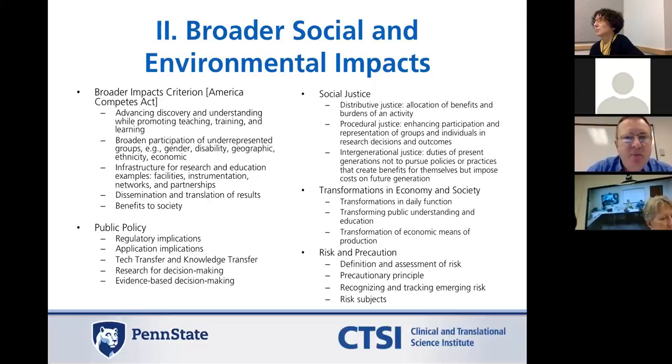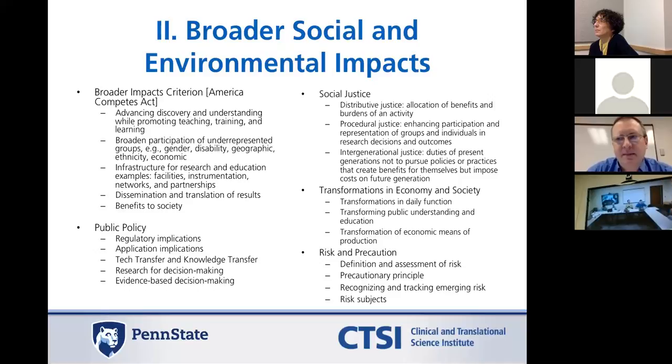So we're talking about, are we leaving people out of a study? Are we undersampling a particular group, causing bias? Are we not taking into account, say, people with disabilities, or geographic remoteness, ethnicity, economics, all of these kinds of things? Again, infrastructure for research and education, networks, partnerships, things we're all really trained to consider now based on a lot of grants.gov funding. Dissemination and translation of results, and then what are the broader benefits to society.